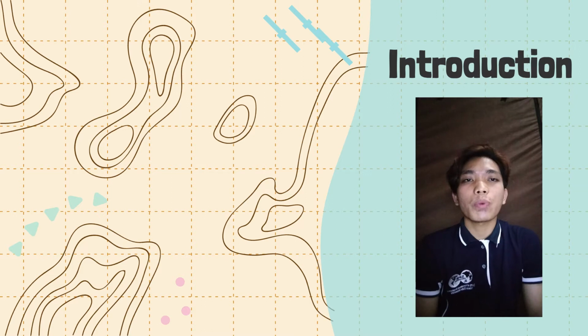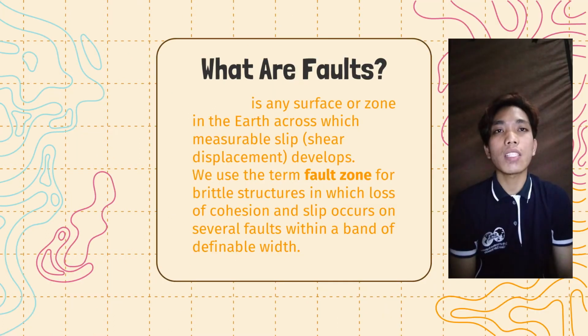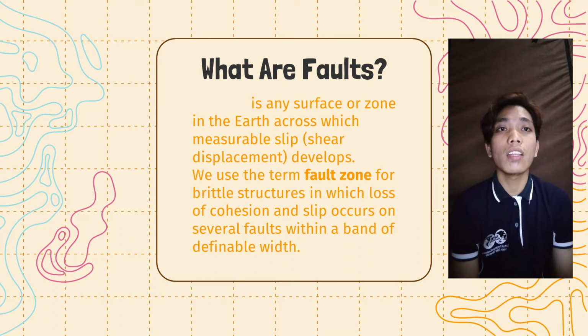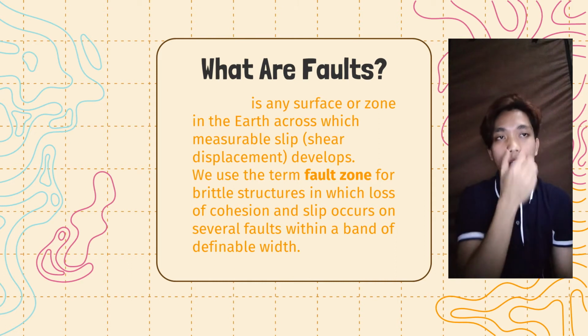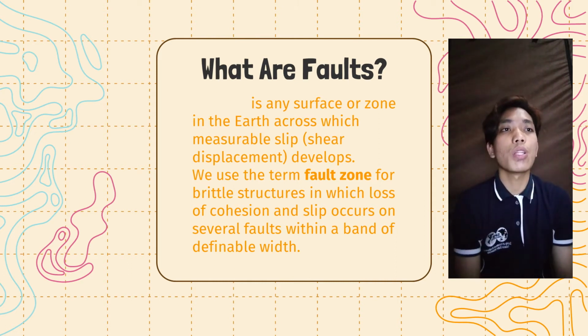So we are tasked to report about the faults and faulting, and I'm going to discuss the introduction for it. So let us first define what faults are. A fault is any surface or zone in the earth across which measurable slip or shear displacement develops. We use the term fault zone for brittle structures in which loss of cohesion and slip occurs in several faults within a band of definable width.